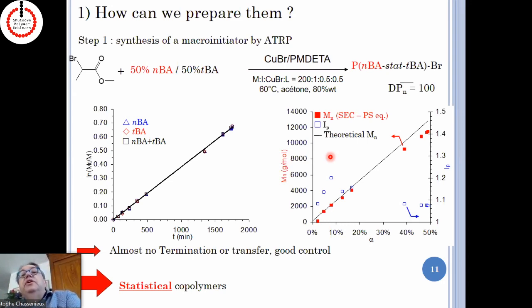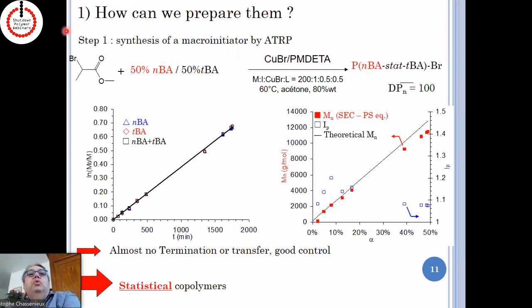So in order to obtain our block polymers with a hydrophobic block tempered by hydrophilic subunits, we have decided to make them with RAFT, which is controlled radical polymerization.